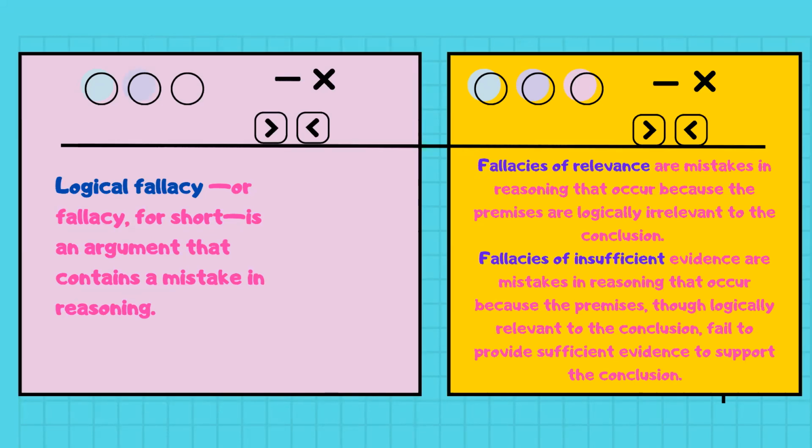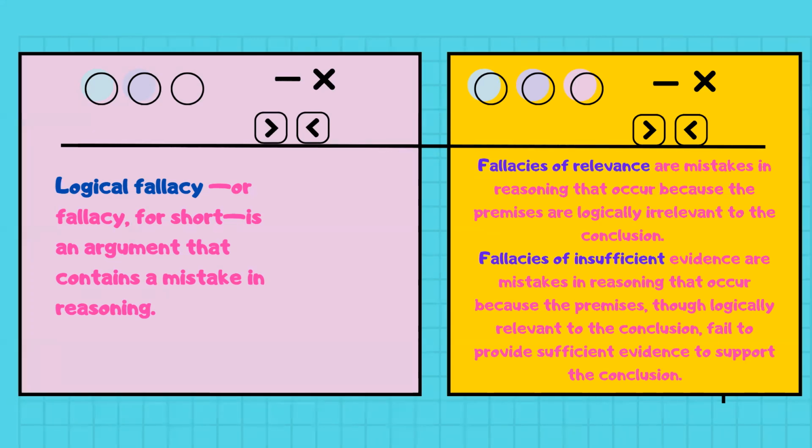We encounter arguments all over the place: in books, advertisements, TV talk shows, political speeches, and newspapers. Some of these arguments are sound and persuasive, but many are fallacies. Well, what's the meaning of fallacy? Let's look. A logical fallacy, or fallacy for short, is an argument that includes a mistake in reasoning.